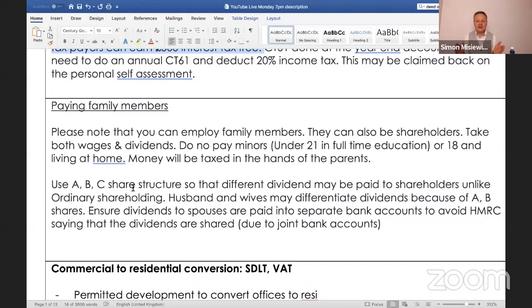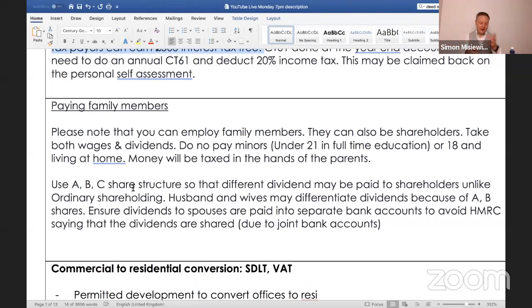If you have ABC shares, you could have salary being paid to one another. You could have dividends paid to one another. That's okay. You need to think about your own personal tax planning for your husband, wife, civil partner, whoever it might be. Okay. So tax planning individually needs to take place.